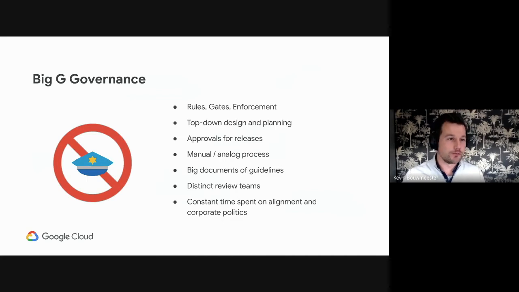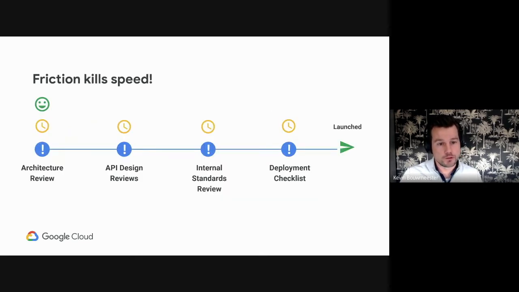So the traditional solution for that is the IT governance, big capital G governance, I call this. It's a bit like the police enforcement. It's really about rules and gates and making sure there's reviews. We need an approval before you release anything. It's a manual process. People really want to check everything, go through what you've built and maybe your design before it's actually approved for deployment in production. Right? So a lot of documents and guidelines are involved with that, and review teams which are going to go check what you've done. And there's a lot of time spent on alignment and on the politics.